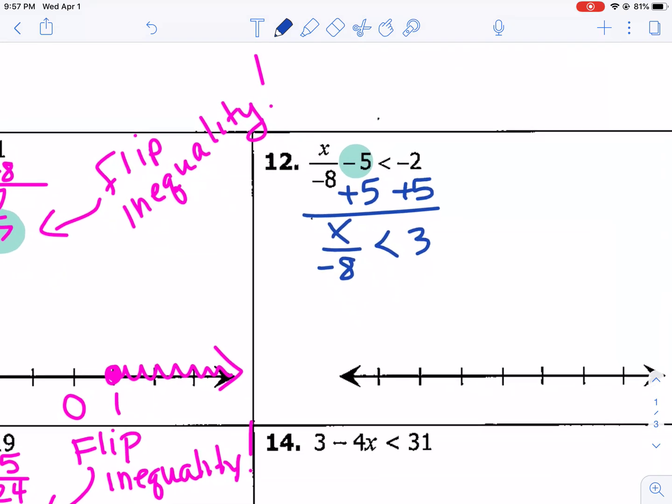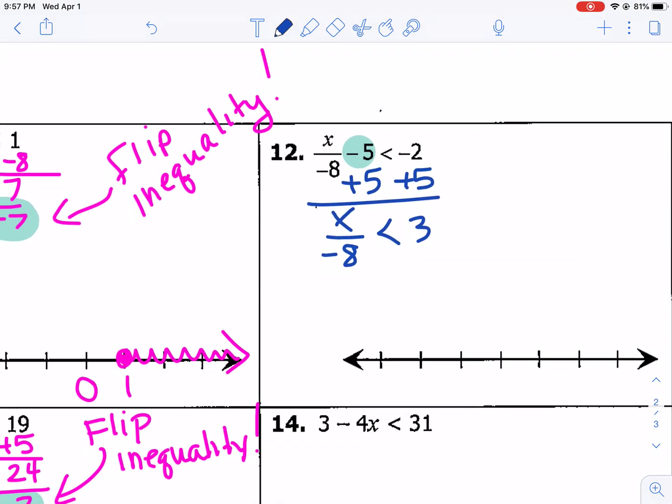All right, and now to get x completely by itself, if it's being divided by negative 8, I must multiply by negative 8. Oop, I multiplied by a negative, which means this inequality is no longer less than, it's going to flip to greater than. So x is greater than negative 24.